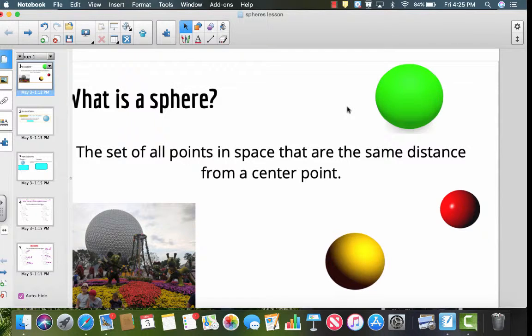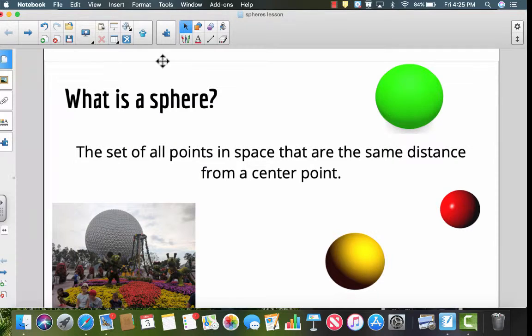Hey guys, this video is going to explore finding the surface area and the volume of a sphere. The video will align with the note sheet you have in front of you on lesson 12.6, so please fill in that note sheet as you watch the video. Keep in mind you can pause and rewind as much as you need to.